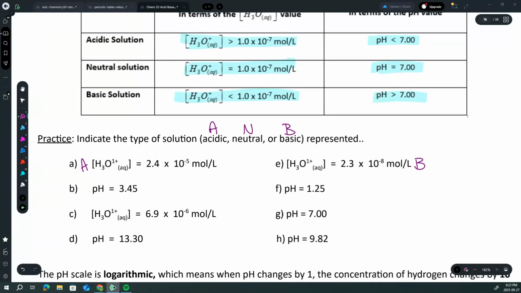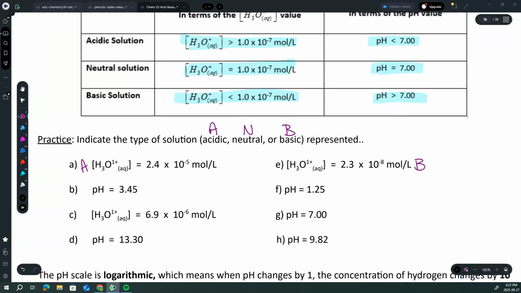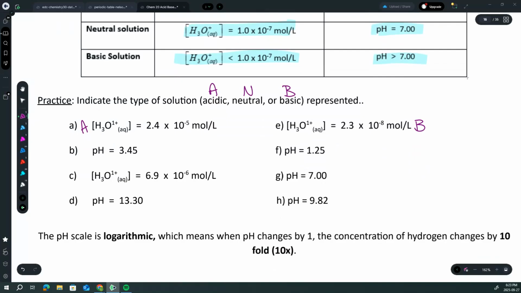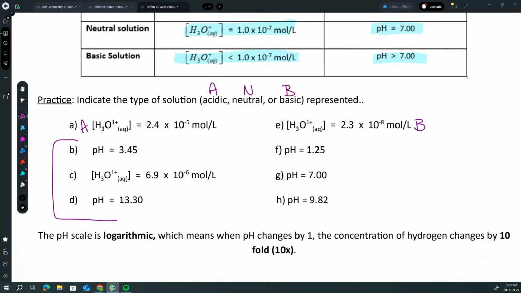Okay, pH, I find kiddos have a pretty easy time with figuring out pH, because you're looking for whether it is less than 7, that would be acidic, equal to 7, that would be neutral, or greater than 7. Okay, so make sure you finish these practice questions.